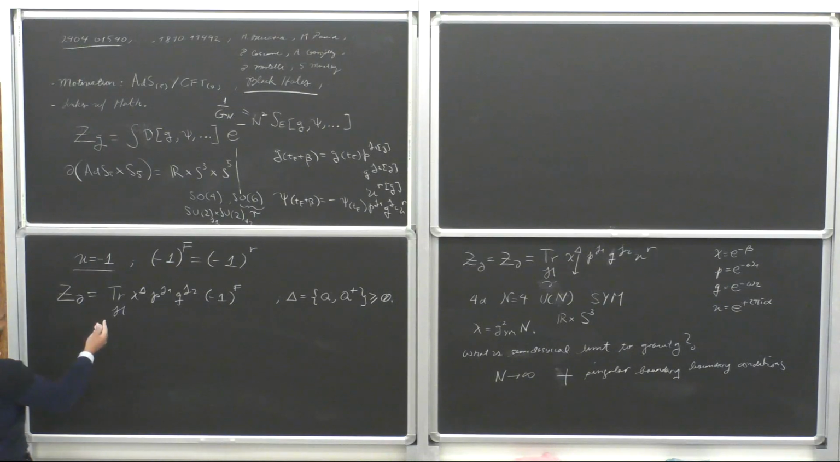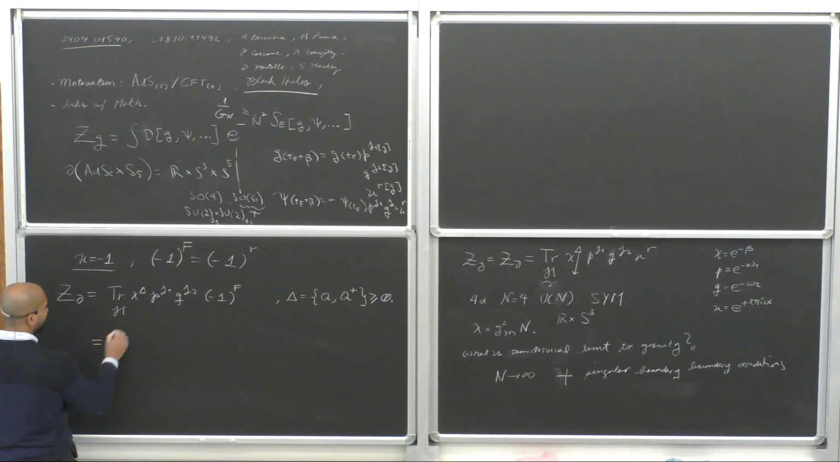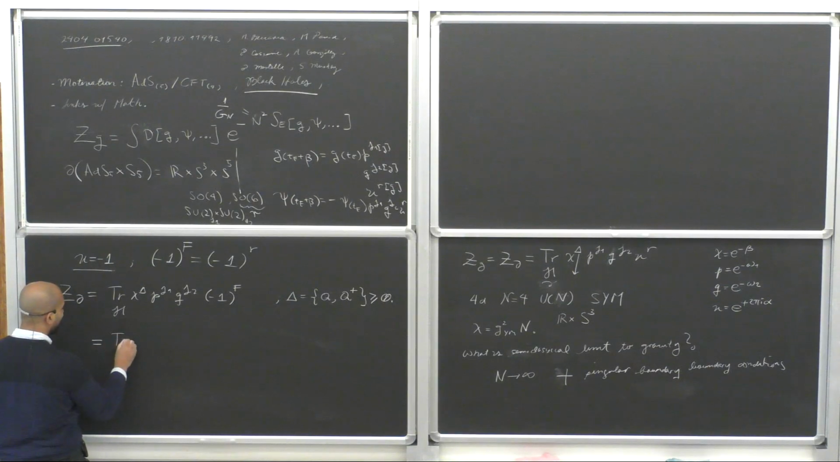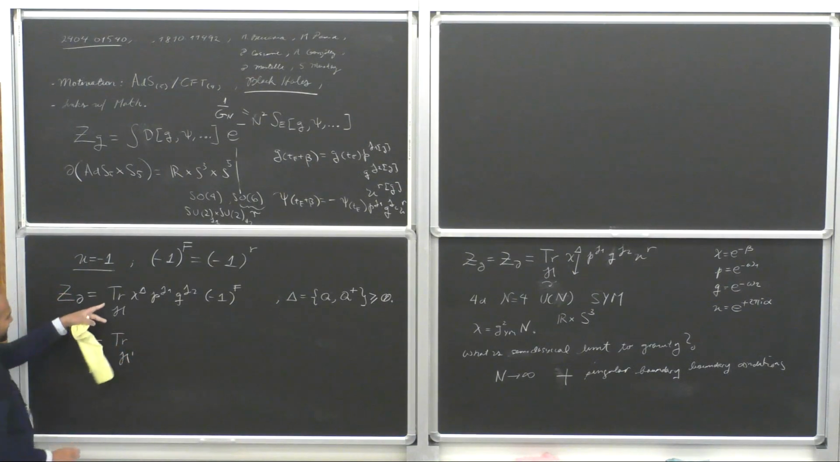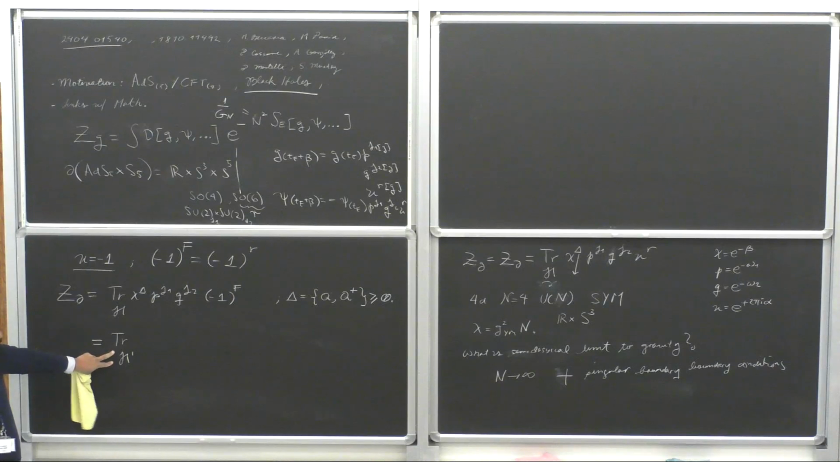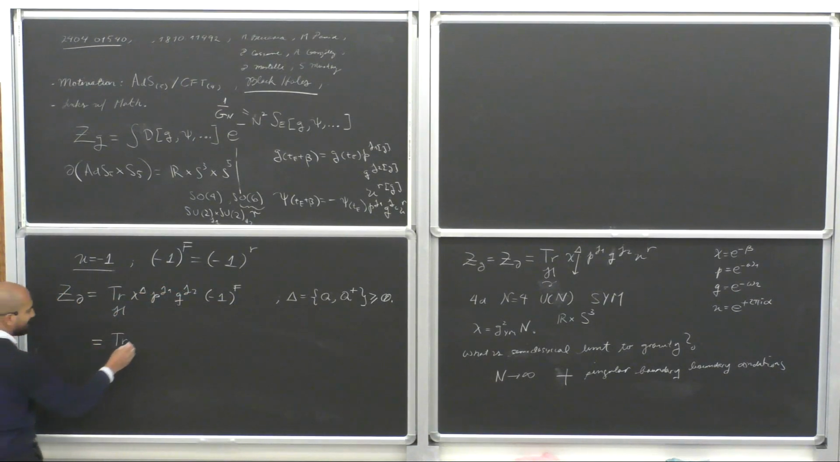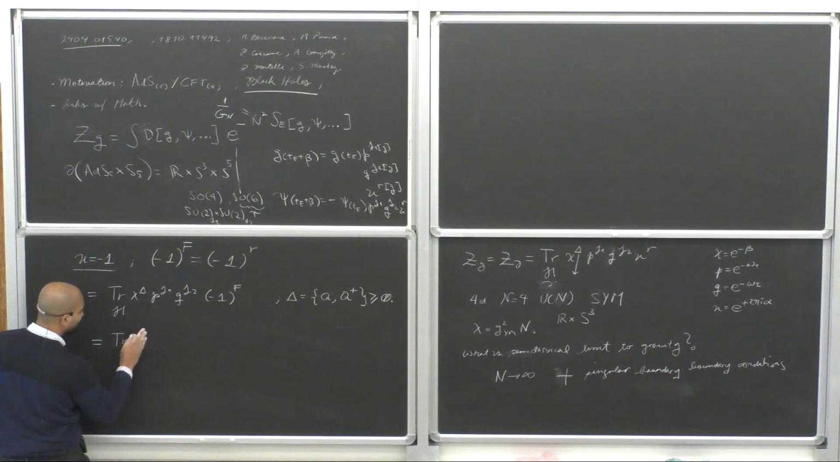And this actually turns out to be independent of x, e to the minus beta, independent of beta. Moreover, you can even reduce the Hilbert space to simply states which are in the cohomology of Q and do a trace over there. So this simplifies life a lot.